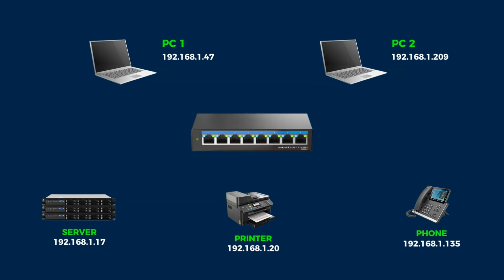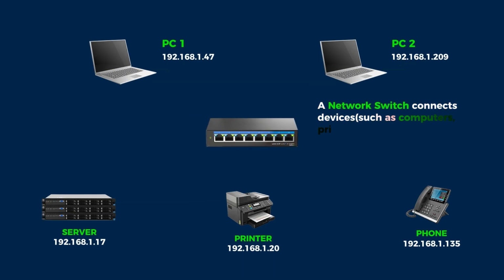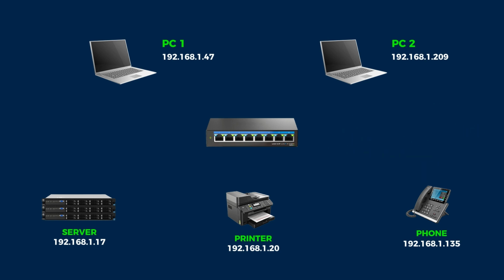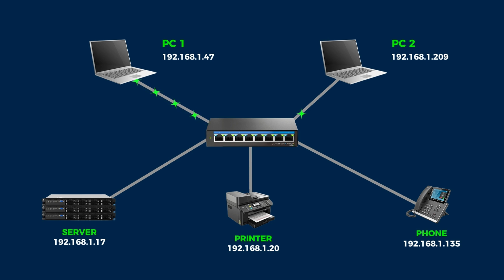This is a switch. A switch will connect any network device. That could be computers, printers, wireless access points in your network to other devices, and it allows them to talk to each other. It does this by exchanging something called frames. So if I'm on PC1 and I want to access something on PC2, it simply goes to the switch and it goes to PC2. It's like my connection point.